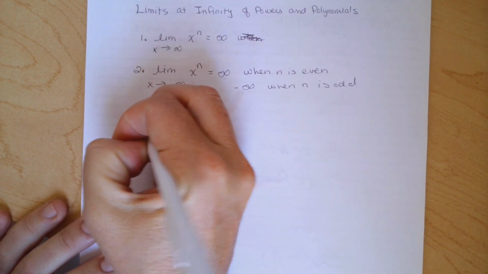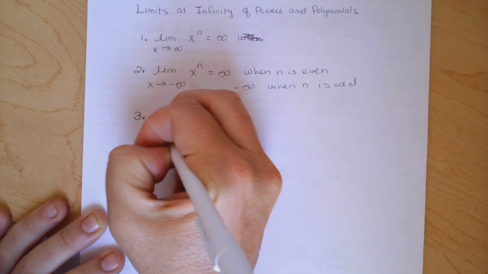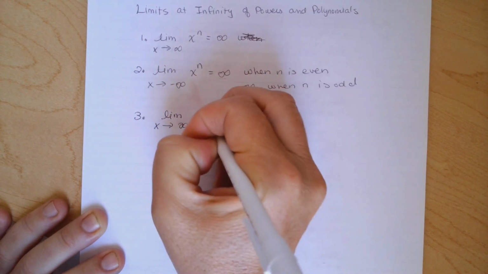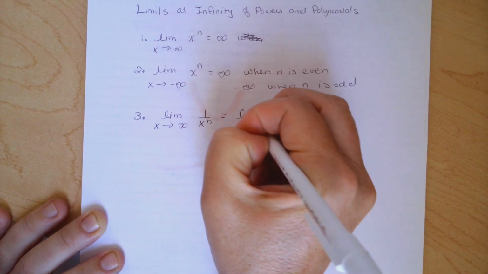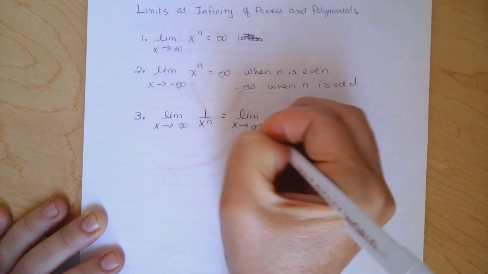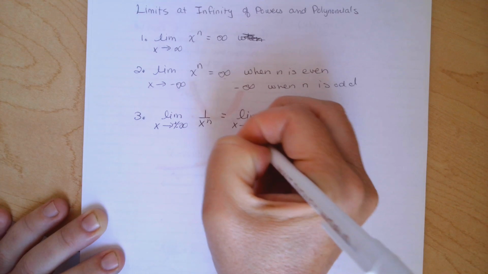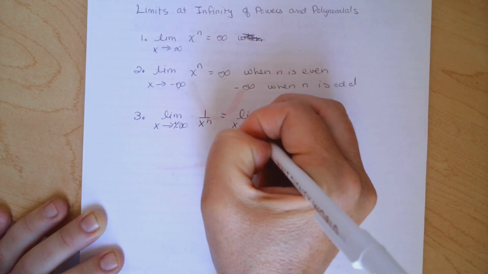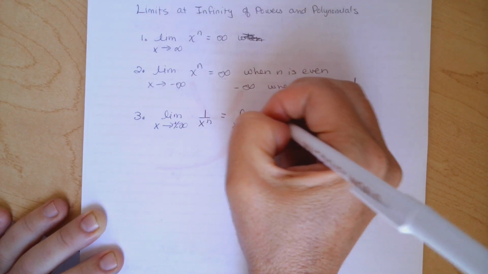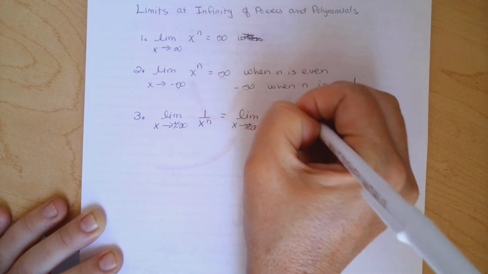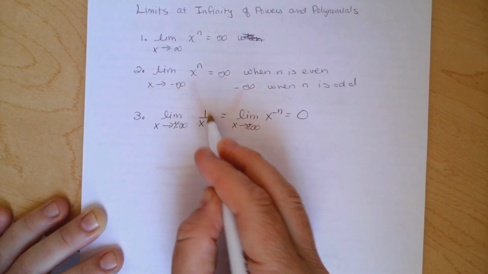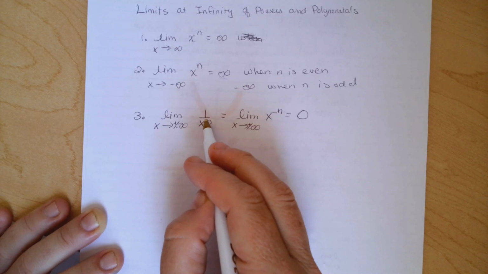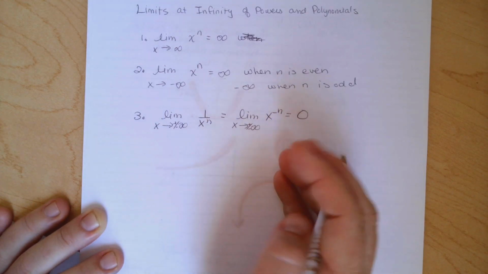All right, number 3, we have the limit as x approaches infinity of 1 over x to the n equals the limit as x goes to infinity, and this can be plus or minus. And that equals 0. That makes sense: 1 over negative infinity, 1 over positive infinity, it doesn't matter. Both of them are going to 0.